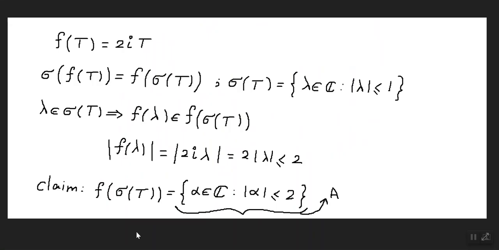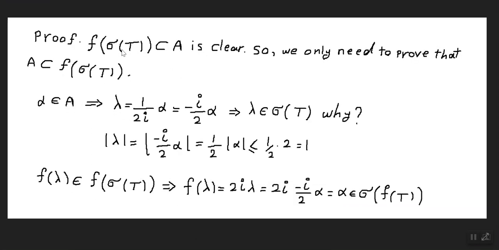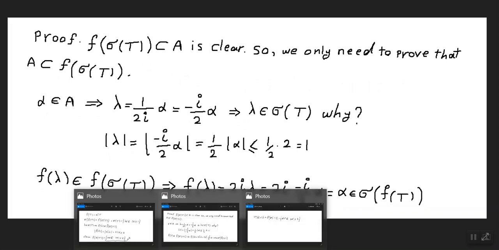So let's do it. To prove our claim, we have to show that f of sigma t is a subset of A, and A is a subset of f of sigma t. Here, you can see on the next page, we have to prove these two inclusions. But this one is clear actually. We have seen this.